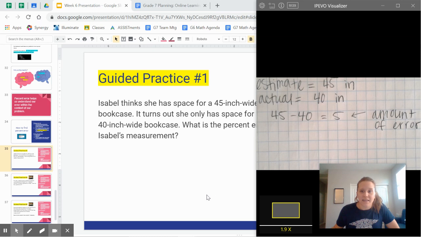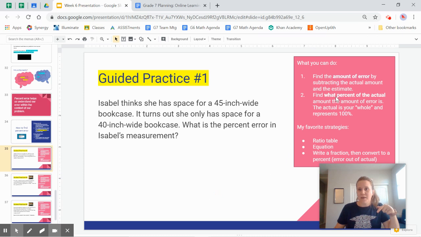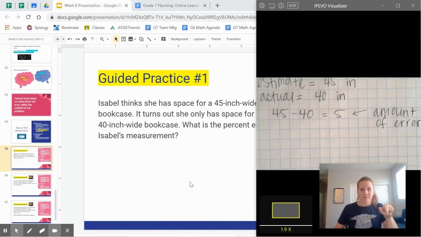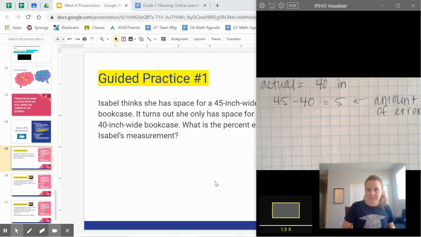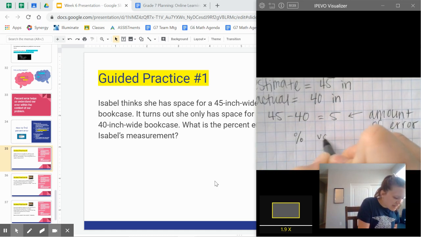Okay, then once I have the amount of error, Isabel was off by 5 inches, I'm wondering what percent of the actual amount of space she has is her error, 5. Okay, so I'm going to find what percent of the actual. I'm going to show using a ratio table first because this is a strategy that you guys are crushing. And so I want to make sure you have it in your tool belt. Let's go ahead and set up a ratio table, percent and value.